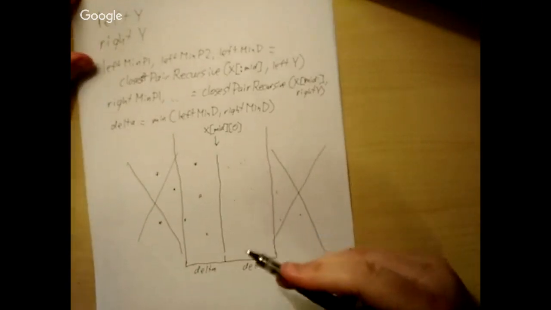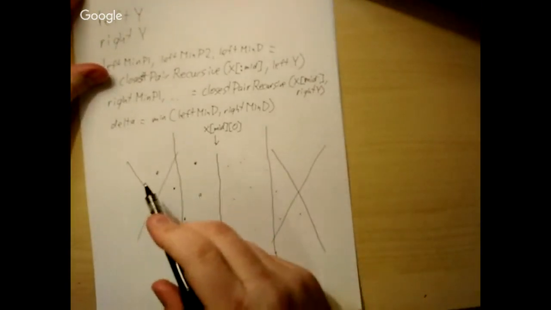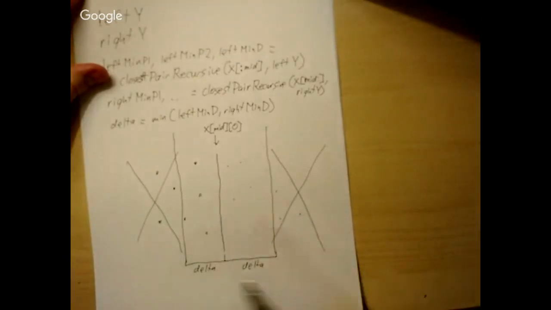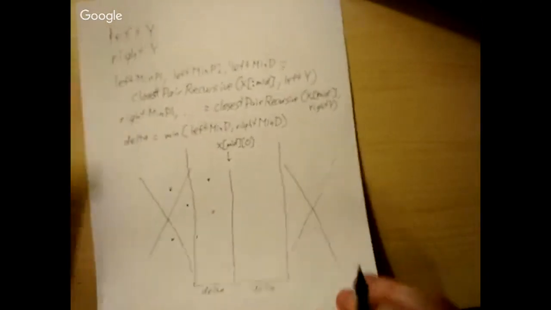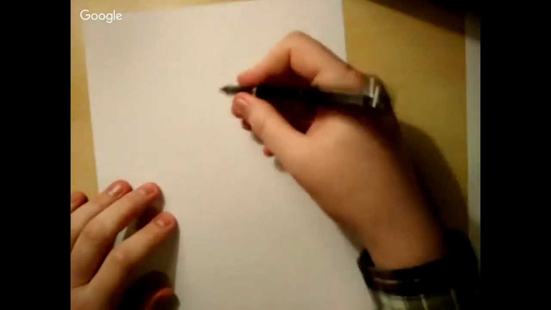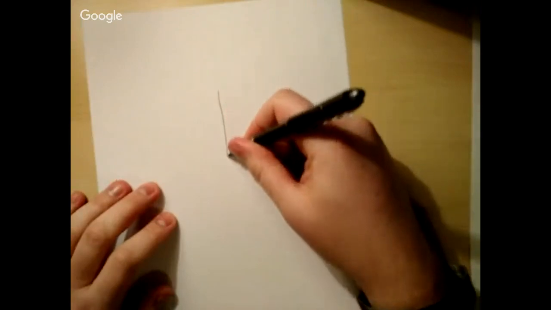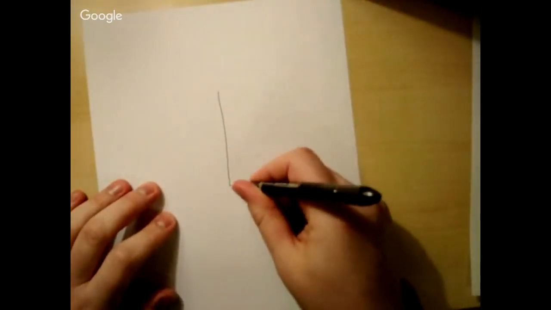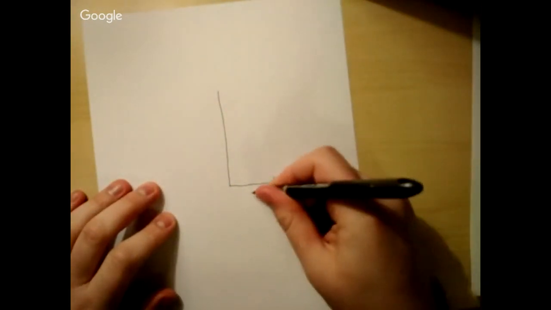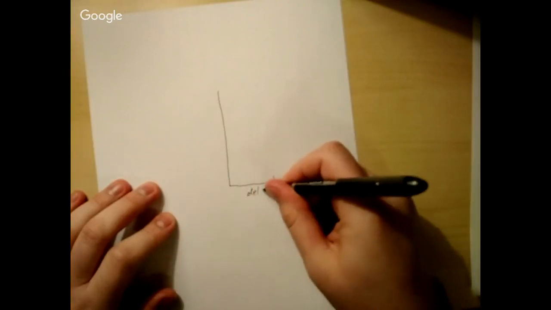All right. So this is key number one, this delta. And now I'll go to another sheet. Key number two. So here is our midpoint, and we go out delta on either side.